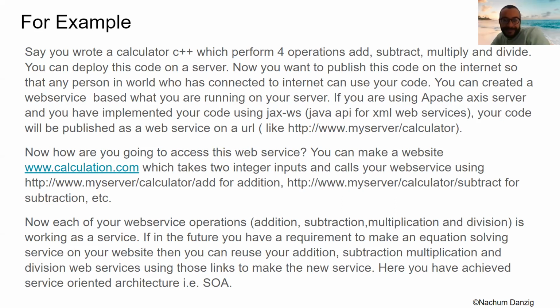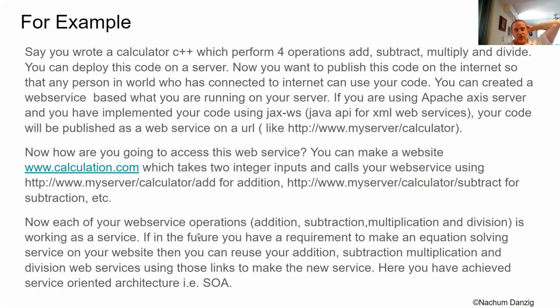API. Yeah, it's an API. You can make a website called calculation.com, which takes two integer inputs and calls your web service using something like this: my server calculation add for addition and subtract for subtraction. In other words, I have another website which will use my server to get the calculation.